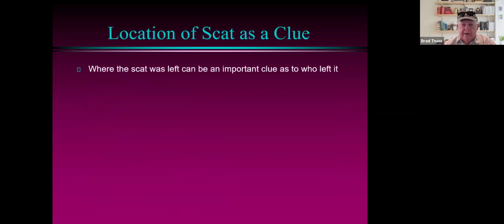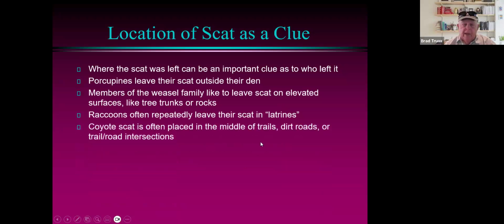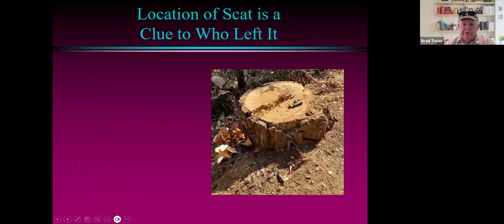The location of scat is a clue. Where the scat was left can be a clue as to what animal left it. Porcupines tend to leave their scat outside the den. I'll show you later on a photograph of that. Members of the weasel family tend to leave their scat on elevated surfaces like tree trunks or rocks. And raccoons often leave their scat in latrines, as I mentioned on the last slide. And coyote scat, again, is often placed right in the middle of trails, dirt roads, or trail road intersections.